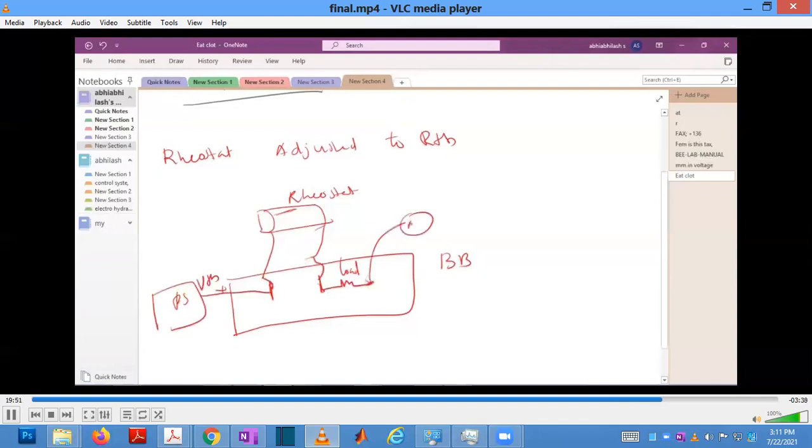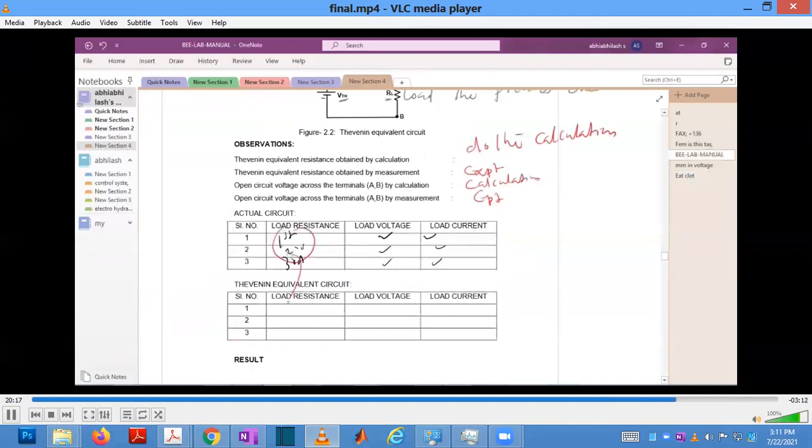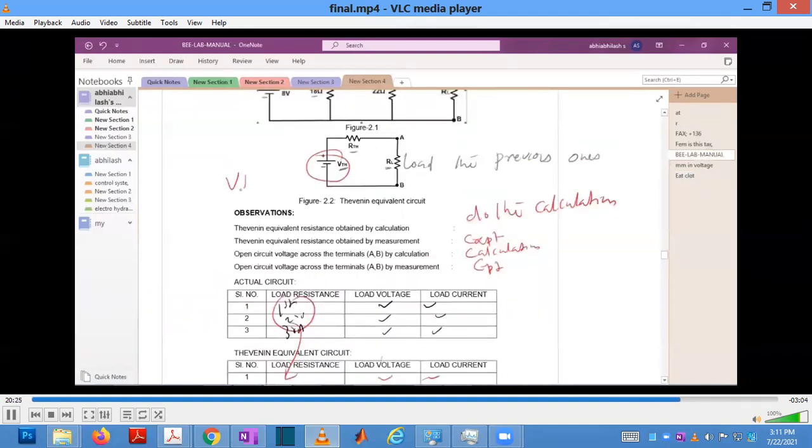Use the multimeter in series for measurement as an ammeter, and find the voltage across the load terminal using a multimeter in voltage mode. So this is the equivalent circuit verification. That is the next tabular column. Use the same resistances you used earlier. The load voltage and load current you found earlier, you have to find again. That is this experiment, with VTH, RTH and RL.